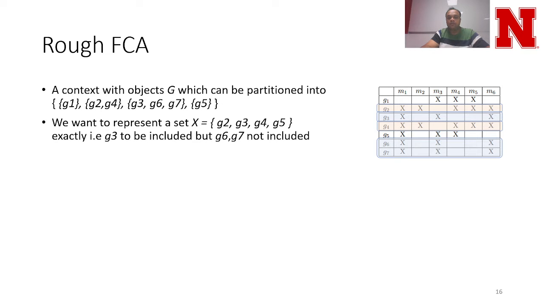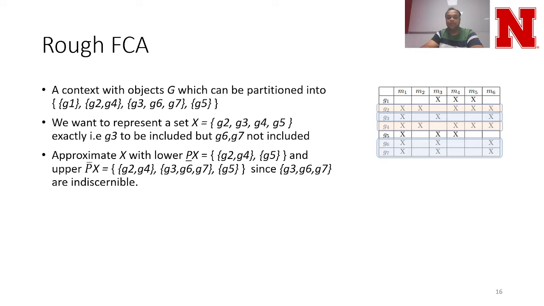Let's say we have a requirement X wherein we want to represent G2, G3, G4 and G5, which means G3 has to be included, but G6, G7 we don't want to include. Now notice G3, G6, G7 are indiscernible in the context, which means the attributes that they have are the same. But now we need to only represent G2, G3, G4, G5, excluding G6 and G7. So this sort of problem can be handled using a lower bound of X and a higher bound of X, where P lower X basically includes the set of objects wherein we exclude G3, and P higher X includes all the objects that are part of that set, which means G3, G6, G7 are included. That's the overall idea.